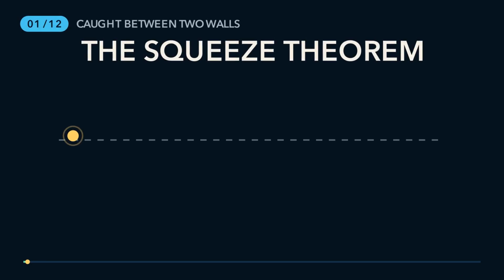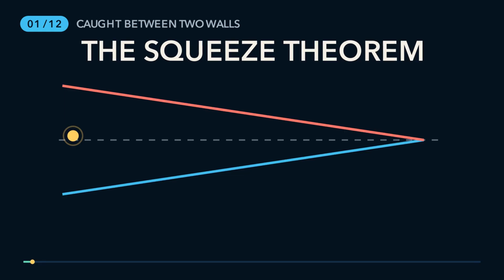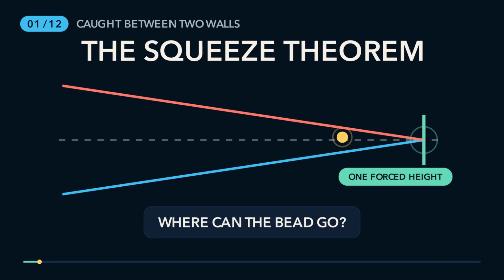Imagine a yellow bead sliding down a road between two movable walls. The blue wall rises, the coral wall falls, and the road becomes narrower. Near one green gate, both walls meet at exactly the same height. Where can the bead be when it reaches that gate?